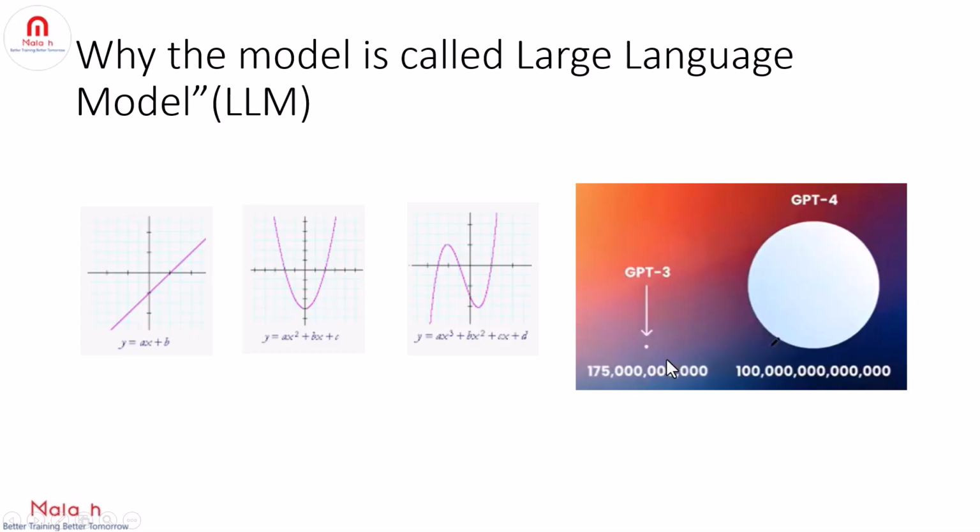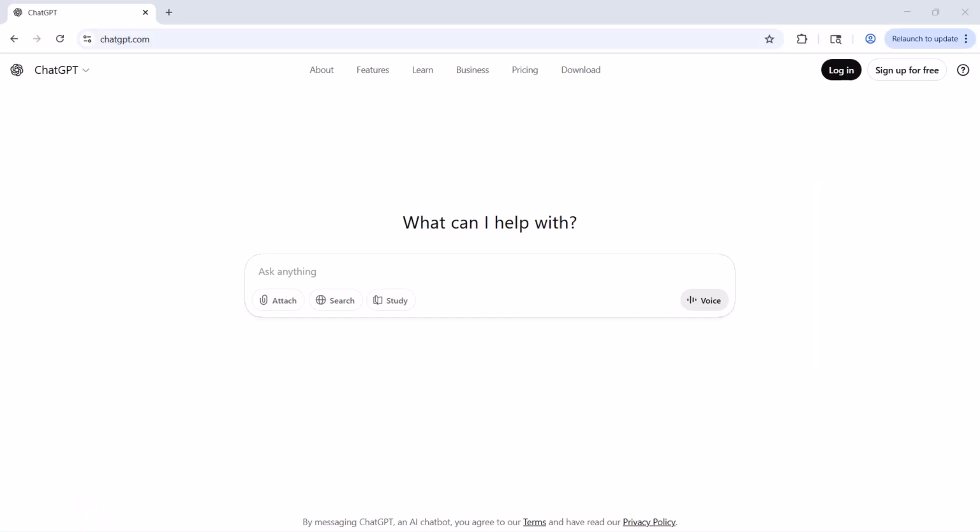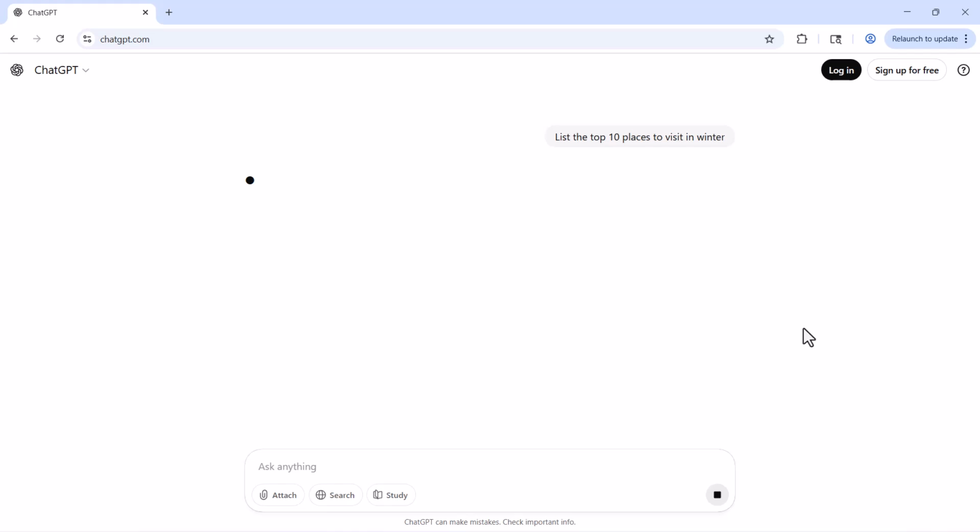And these LLMs, or large language models, help us to predict the next token given a set of words as an input sequence. So if the model is predicting the next token, why are these models called language models? Maybe they should be called next token prediction models. So we will come to that point. First, let's go to ChatGPT and ask a question here. For example, let's say, list the top 10 places to visit in winter. Let's try to get the answer.